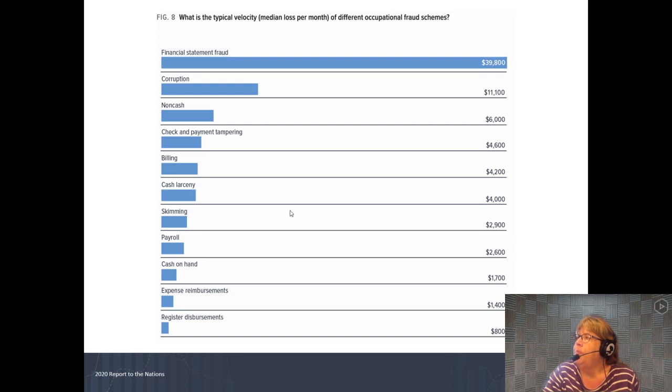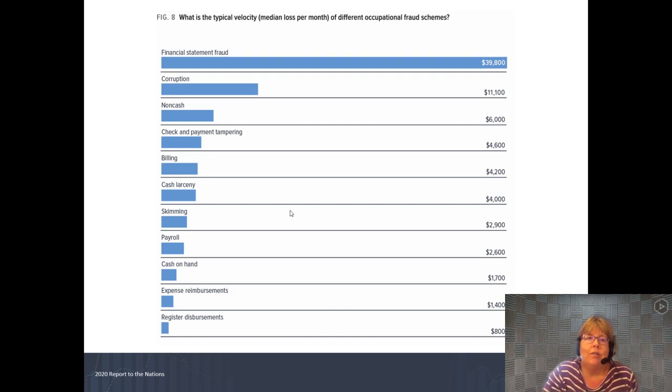So the typical median loss per month. We're looking at really velocity here. How fast is somebody committing fraud? Financial statement fraud is the fastest. So on a monthly basis, financial statement fraud is nearly $40,000 a month.